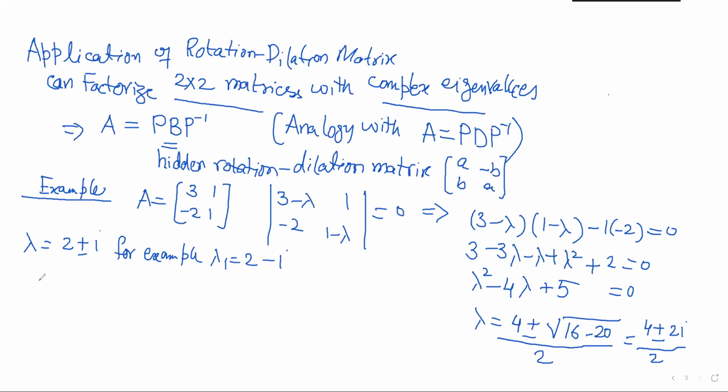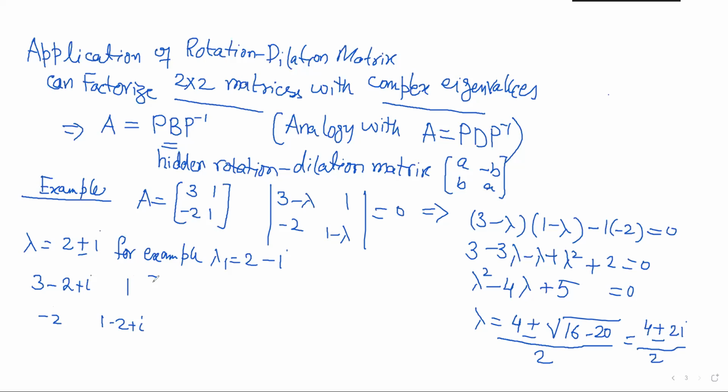The process is the same as before. So we will take this as 3 minus 2 plus i, and then 1, and then minus 2, and then 1 minus 2 plus i.